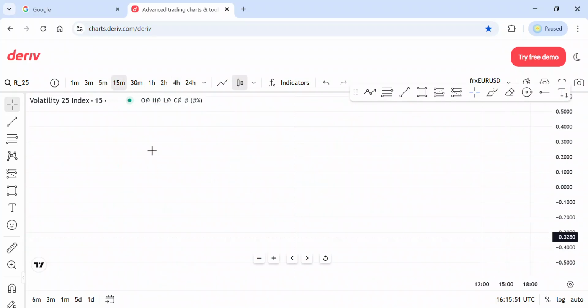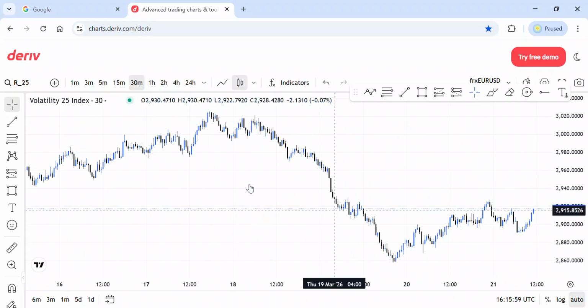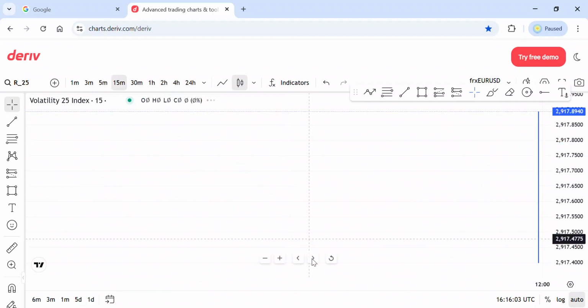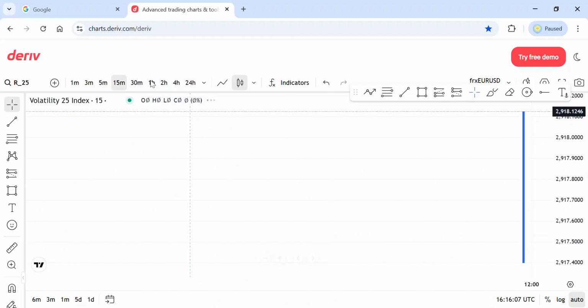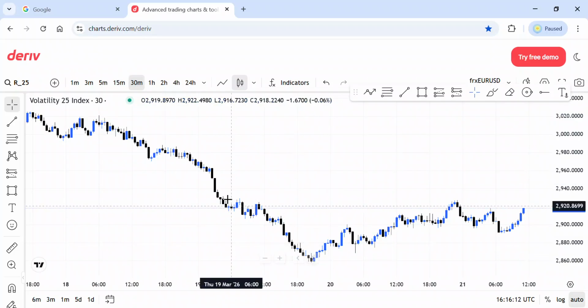Go to 15 minutes for your confirmation entry. This is 30 minutes. I need 15 minutes. I think the chart is not showing. Okay, let me go to 30 minutes. I can still make use of 30 minutes.